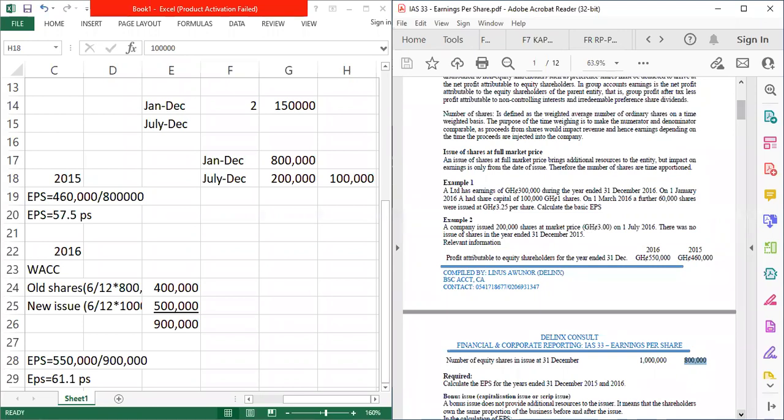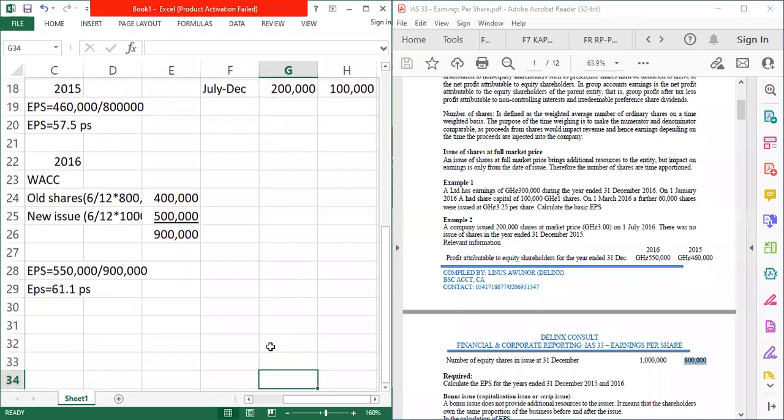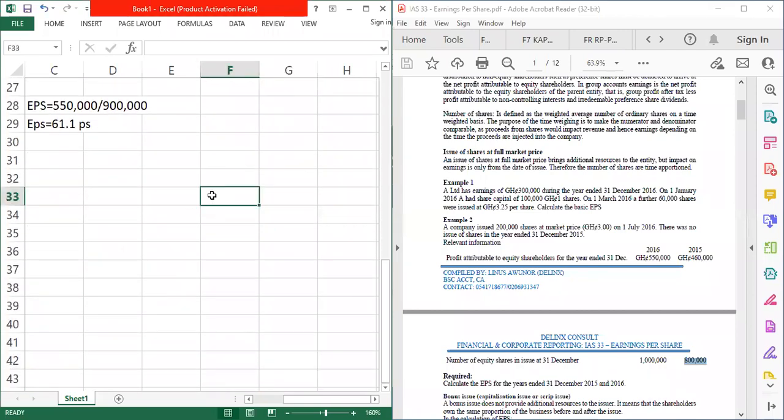So the bonus issue has to do with you converting some part of your reserves to shares. So normally the retained earnings. Let me come here with an example. We have retained earnings of 200,000 Ghana cedis. And you people need money to undertake a new project.